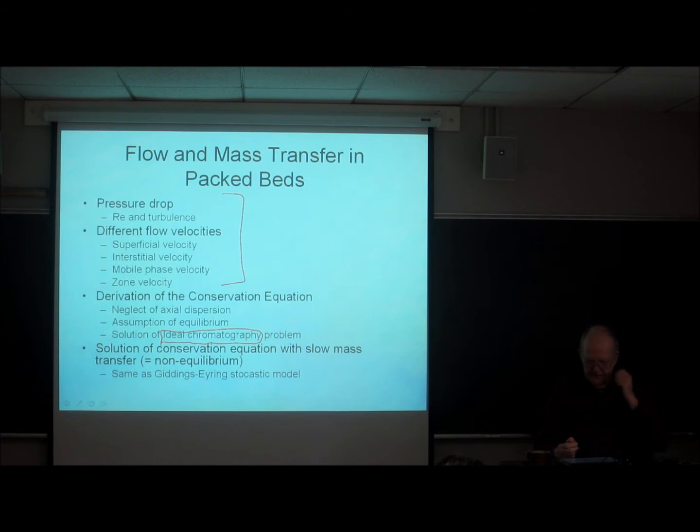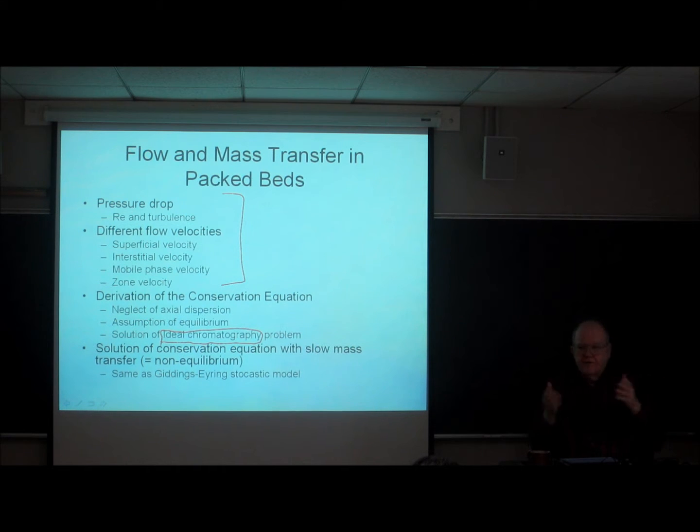And we have ideal chromatography when we can make two assumptions. When axial dispersion is completely negligible, and when we can assume that the solute in the moving phase and in the stationary phase are in complete equilibrium. Those two conditions hold. There are really no broadening factors going on inside the column. So you get what we call ideal chromatography, and there's no broadening.